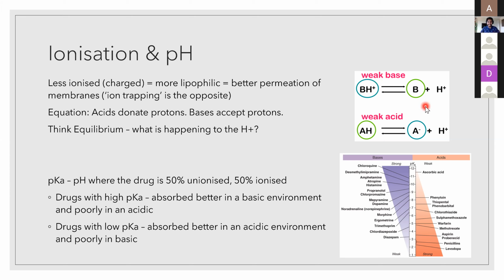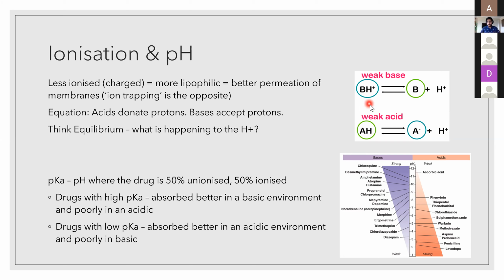Now let's have a look at what happens in an acidic environment. The way I want you to think about it is what's happening to the H+, remembering the H+ is what determines the pH. So the higher the amount of hydrogen protons, the lower the pH, the more acidic it is. And the lower the amount of H protons, the higher the pH and the more basic it is. So in an acidic environment, we'll have high amounts of this proton. And if we remember the concept of equilibrium from chemistry, the more of this there is, the more this equation is going to be driven to the left. So in a more acidic environment, this equation will be driven to the left-hand side and the drug will become more ionized.